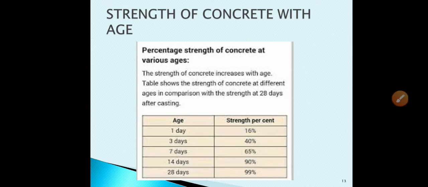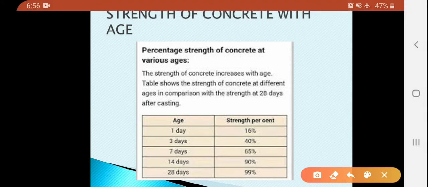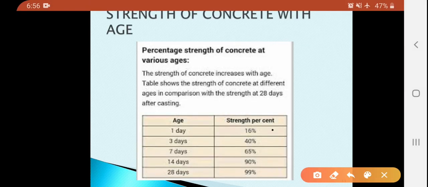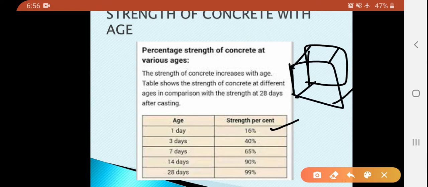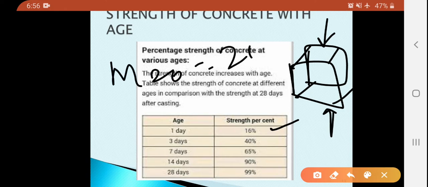Next, strength of the concrete with the age. This is the most important here. First day, the compressive strength of the concrete will be attained by 16%. It means after preparing a mold, if we check the very next day, the compressive strength value will be only 16%. Suppose we are conducting M20, our target strength should be 20.